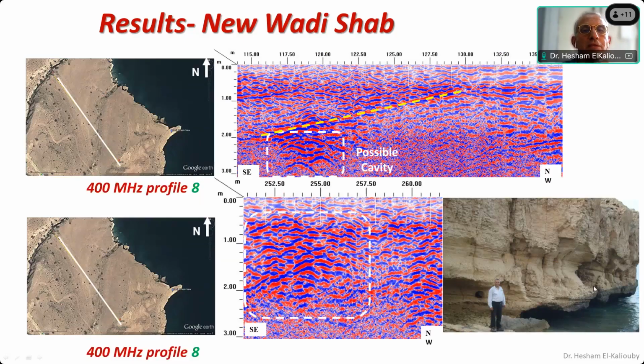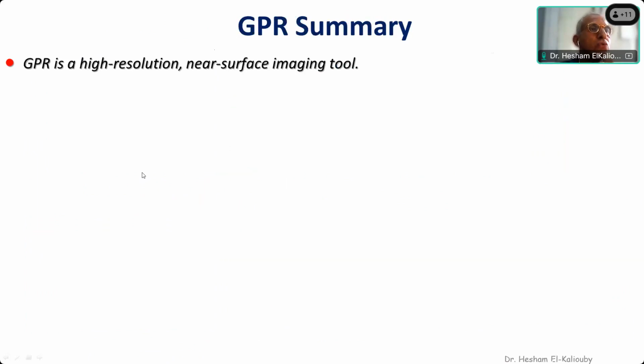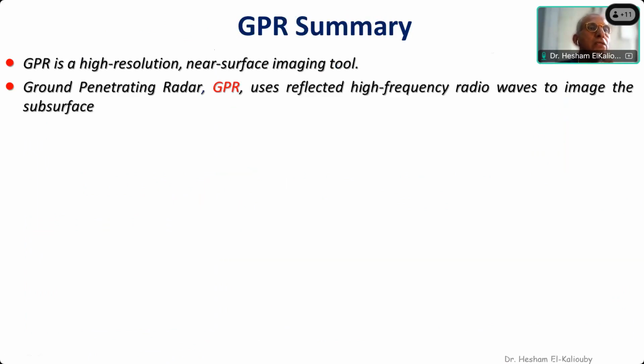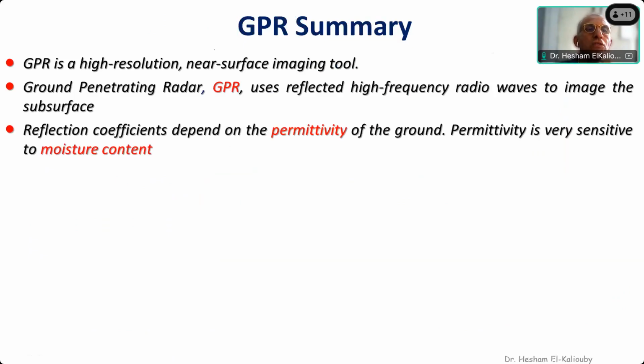this plateau. You can see many cavities here, and I'm standing here as a scale, and these small cavities cause these hyperbolic features. So to summarize, GPR is a high-resolution near-surface imaging tool. It uses reflected high-frequency radio waves to image the subsurface. The reflection coefficients depend on the permittivity of the ground, and permittivity is very sensitive to moisture content.